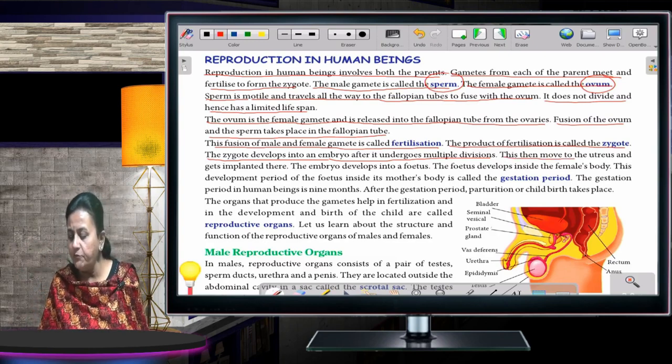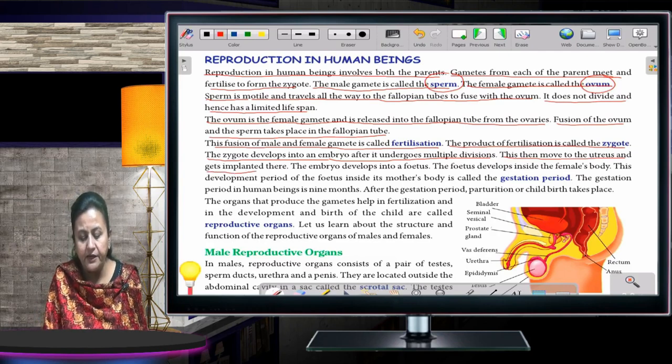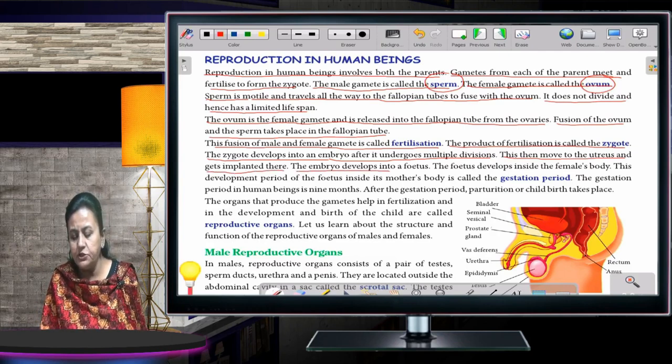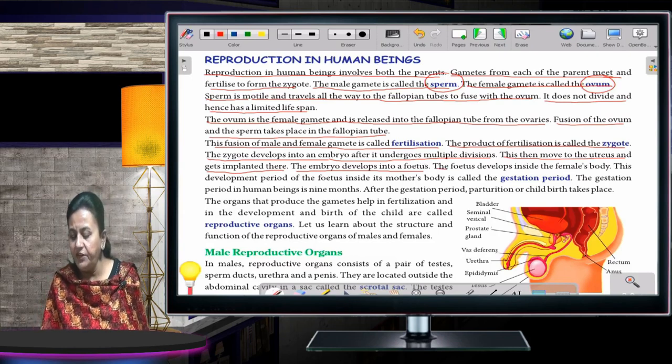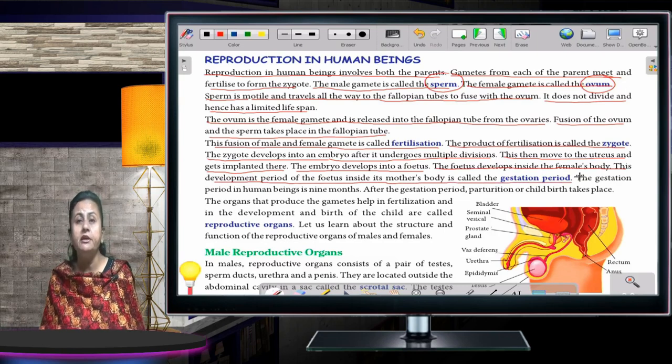This then moves to the uterus and gets implanted there. The embryo develops into a fetus. The baby which is there in the mother's womb is known as fetus. Fine. The fetus develops inside the female's body. This development period of the fetus inside its mother's body is called the gestation period.